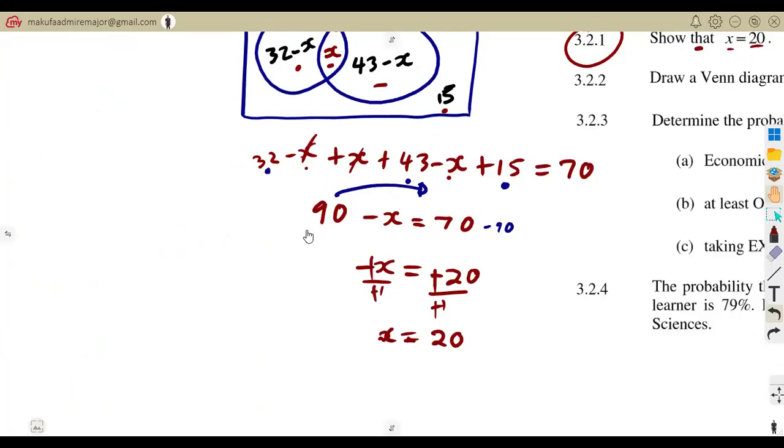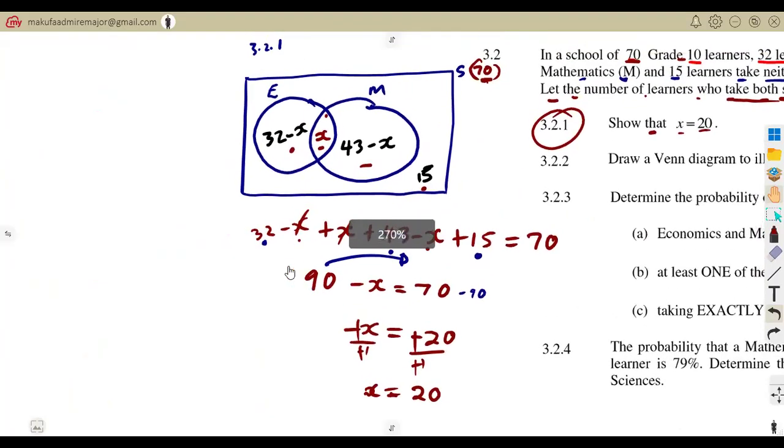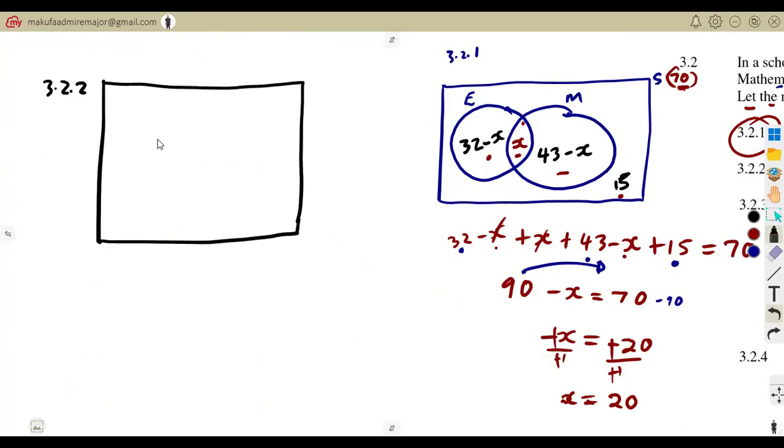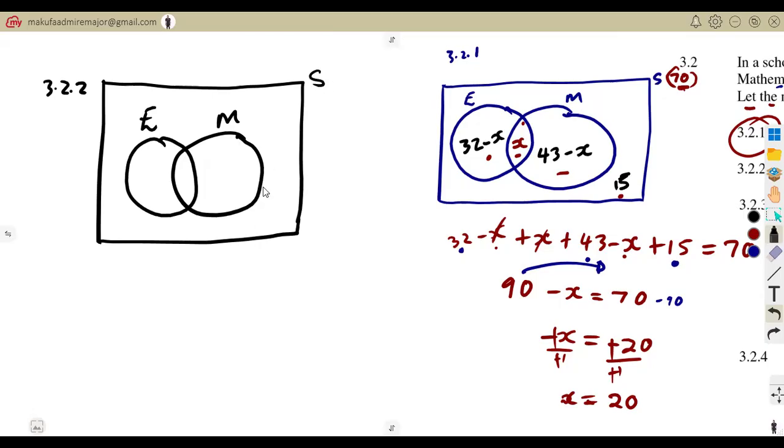So on drawing the Venn diagram, we are now putting exact values that are needed. This was just an illustration that is helping us to calculate. But on 3.22, you're supposed to have exactly the values that are within each and every set, from the economics, mathematics, and our sample space. Remember, there are 15 which are not affected. These ones, they're outside of the set, outside of the two. Then on the intersection, this is the X that we just calculated.